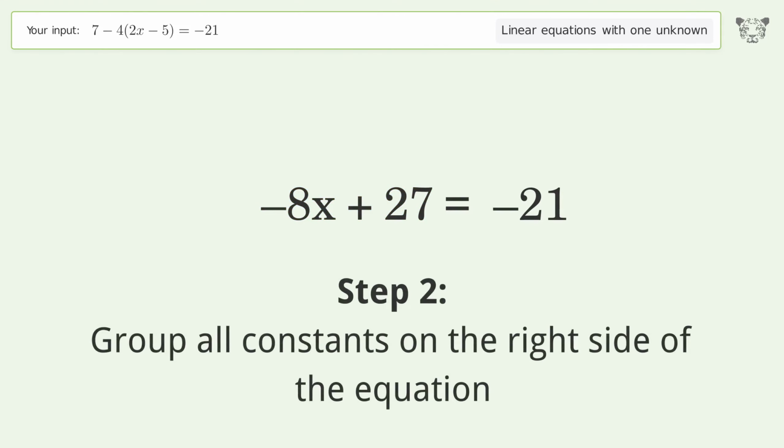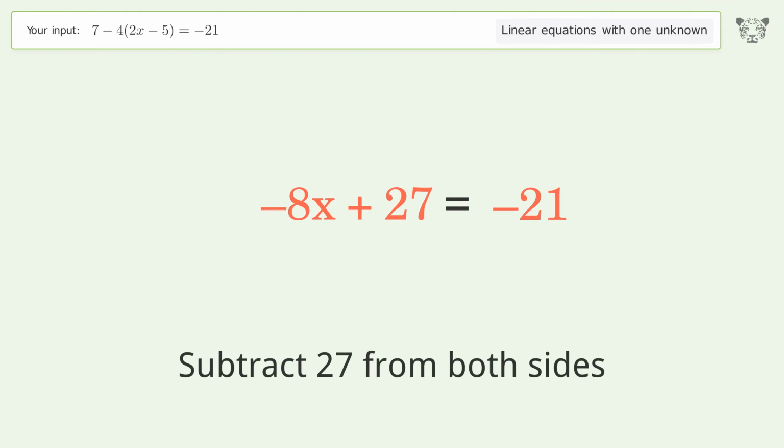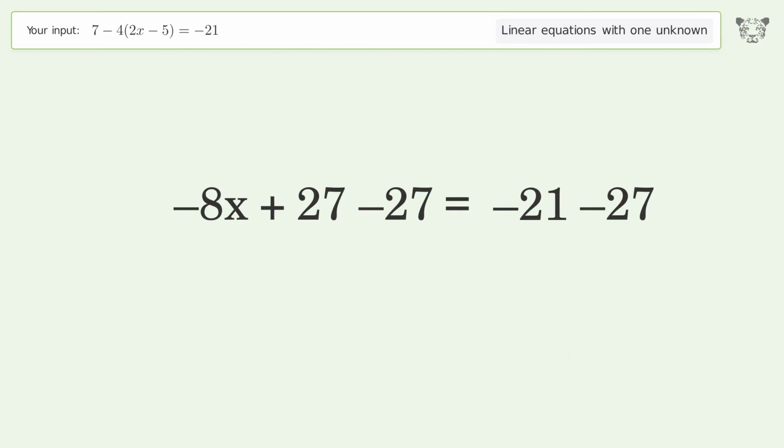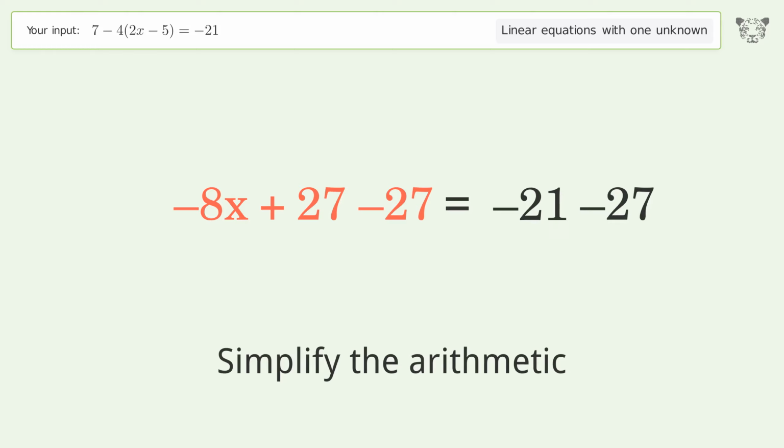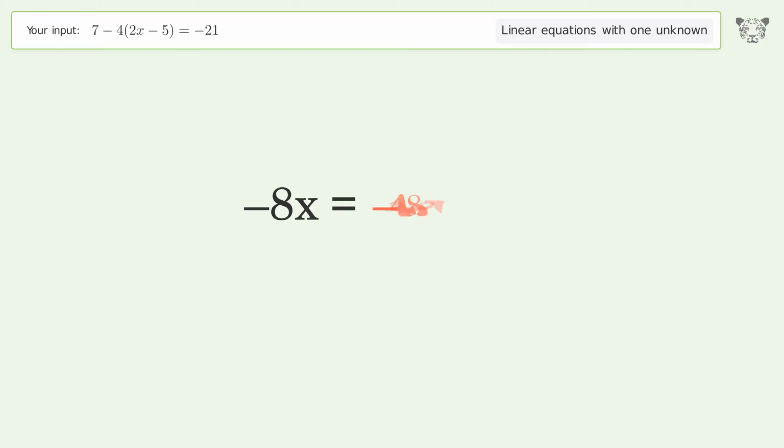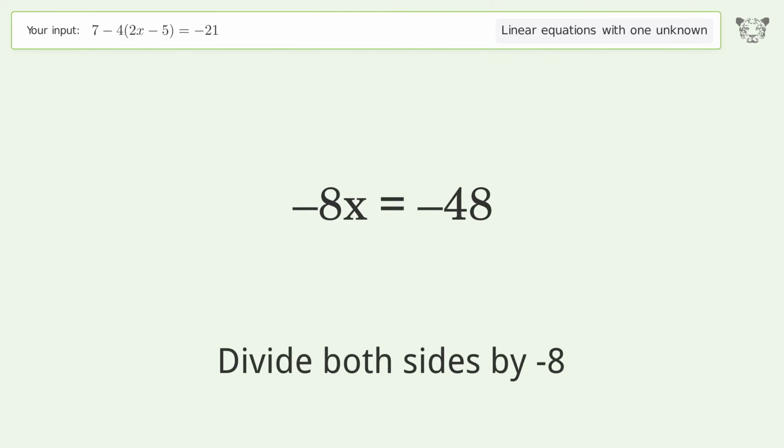Group all constants on the right side of the equation. Subtract 27 from both sides. Simplify the arithmetic. Isolate the x. Divide both sides by -8.